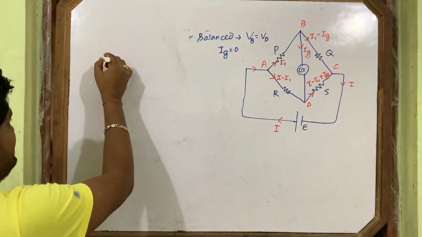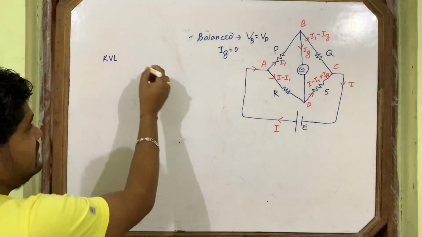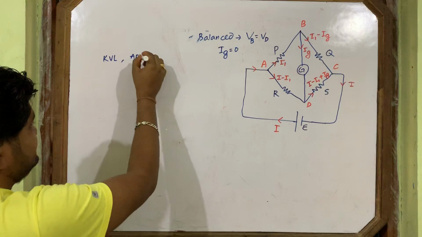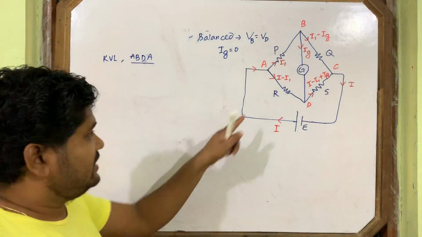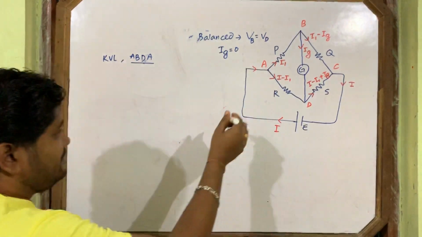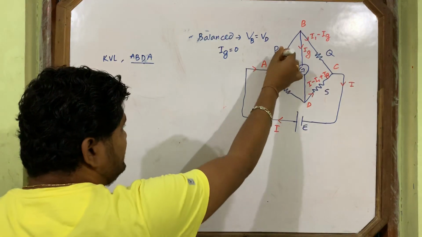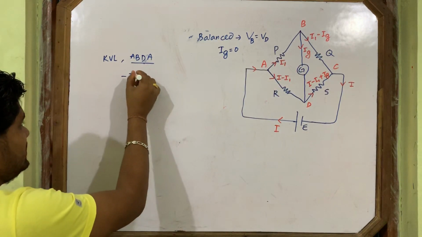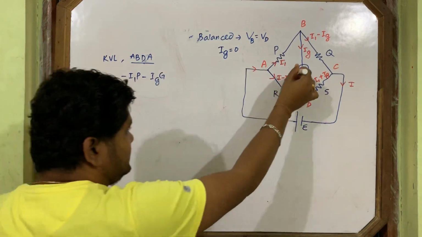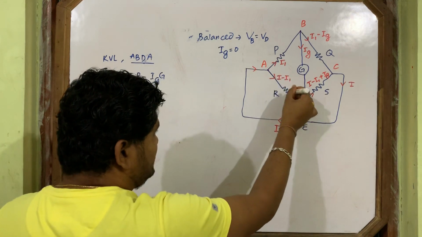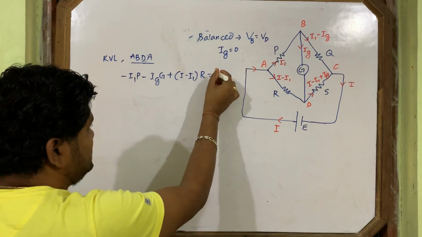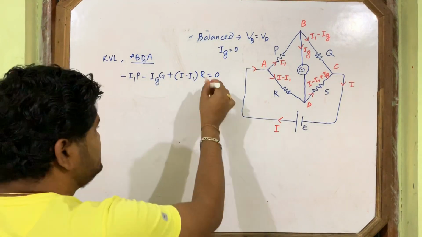To derive, let's apply KVL. KVL in which loop? A, B, D, A. In this loop you apply KVL. Now apply KVL. P is the resistance. I am going along, so minus I1 P. Then again I am going along, so minus Ig G. Now I come to D, then I am going opposite, which means plus (I minus I1) whole into R is equal to 0. So this is equation number 1.